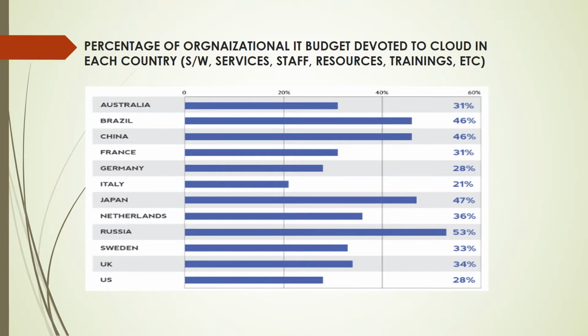If you look at the cost budget invested or reserved for cloud computing by various countries, here you can see the graph. Russia is leading here, having invested around 53% of its cost budget into the cloud. So they are moving fast. Next is Japan, at 47%, followed by China and Brazil. Many countries are now moving their business to the cloud. This is the current growth rate of investment in the cloud by various countries across the world.